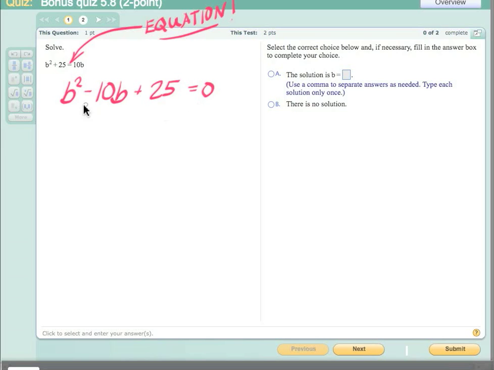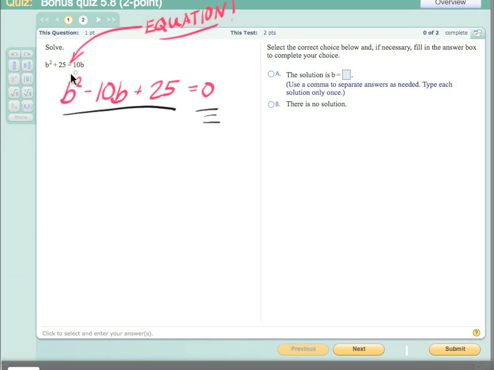The game here, though, is to solve this for b. And the technique taught there is to get everything on one side and 0 on the other. So my first move here was to subtract 10b from both sides. So I have everything on one side and 0 on the other.